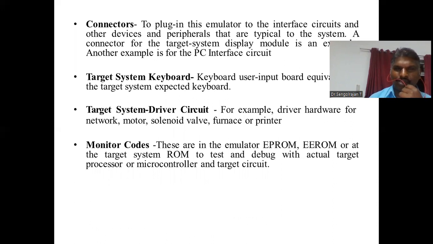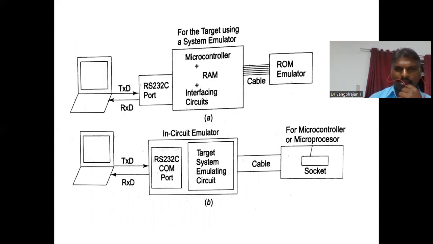And the target system keyboard is a user input board equivalent to the target system's expected keyboard. Then the target system driver circuit, for example, driver hardware for network, motor, solenoid valve, furnace, or printer. Then coming to the monitor programs, these are all in the emulated EEPROM as well as the target system ROM, to test and debug with the actual target processor or microcontroller and the target circuit.